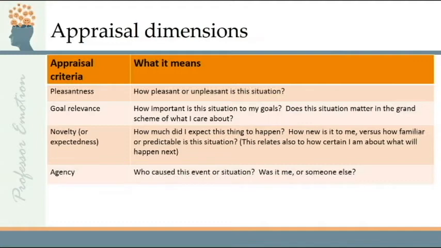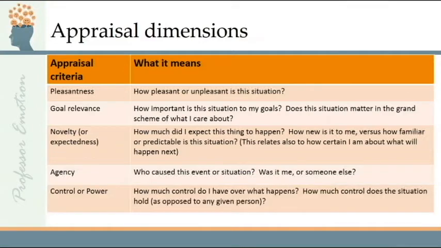We can also appraise situations based on agency. This is basically about who caused this event or the situation. Was it me? Was I agentic? Did I do something to make this situation come about? Or did somebody else cause it? This relates a little bit to control or power. So how much control in a given situation do I have over what happens next? How much control does the situation hold? So if you think about a natural disaster like a hurricane, there's not a lot of control that I might have as to what I can do next. Mother Nature, the situation itself, is out of my control.